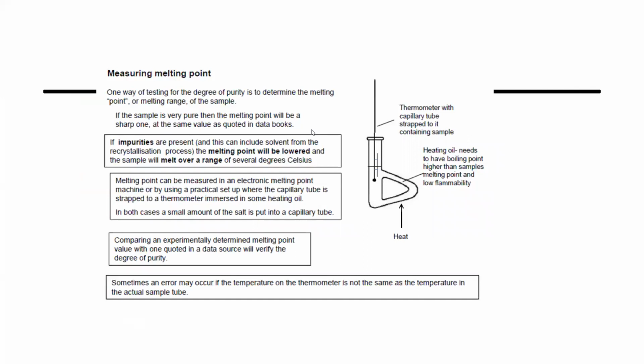Then melting point apparatus. This is a melting point apparatus, used to find the melting point of a substance. So how do we find the melting point of a substance? First, we take a small capillary or a tube. This capillary is open from both ends.